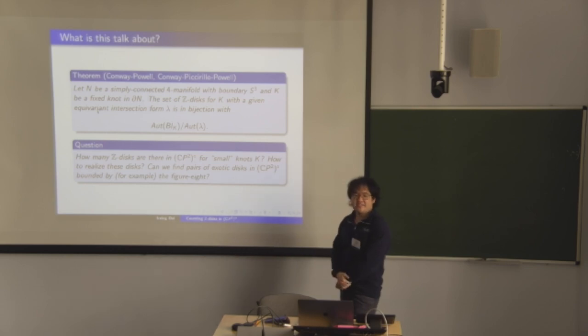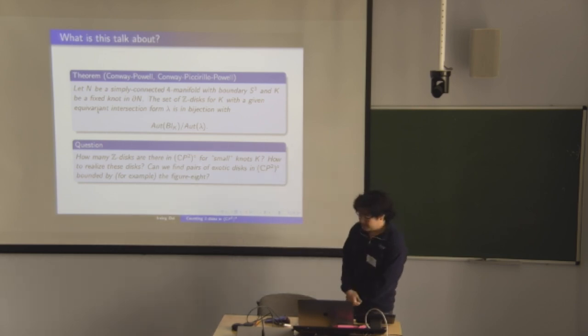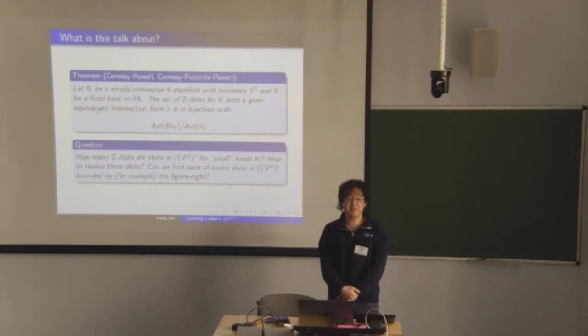In contrast, it's not very hard to see, as I'll say in just a moment, that there are a huge number of knots which are Z-slice inside of CP2. For example, the trefoil of the correct handedness, the figure 8. These are Z-slice in CP2.